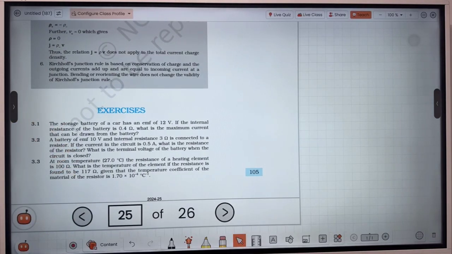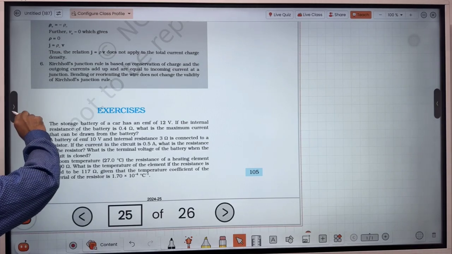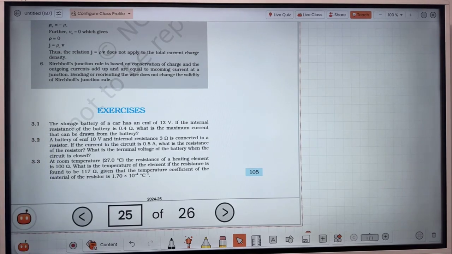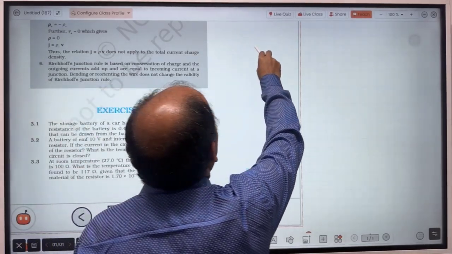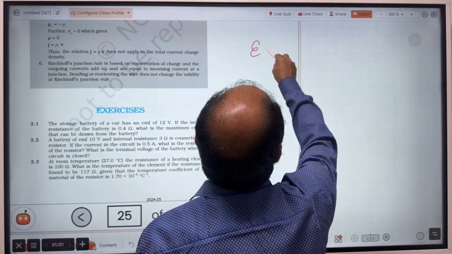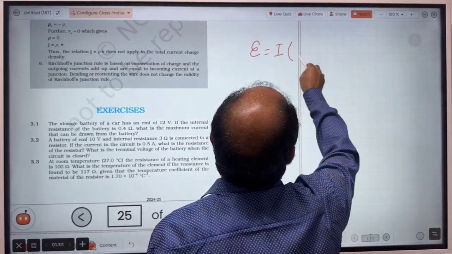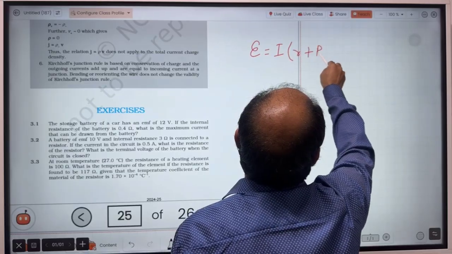A battery of EMF 10 volt and internal resistance 3 ohm is connected to a resistor. If the current in the circuit is 0.5 ampere, what is the resistance of the resistor? What is the terminal voltage of the battery when the circuit is closed? The question is simple, and you remember very well the expression that we write, E equal to I times small r plus capital R.